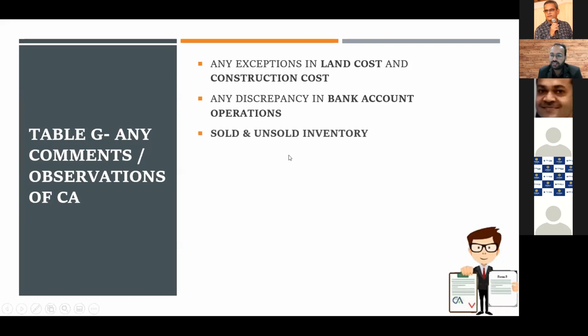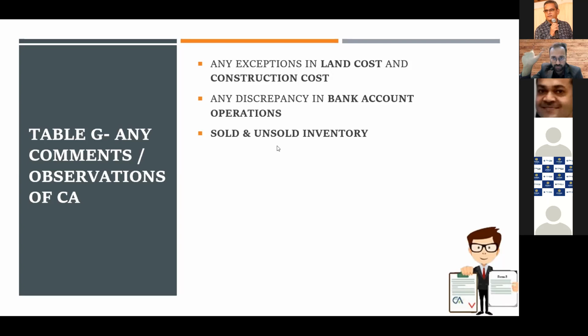Yeah. So any exceptions in land cost and construction cost, you can comment here. Any discrepancy in bank account operations, whatever it is, you have to mention. Please see to it that you are correct. You are verifying whatever details are maintained. He has to identify the RERA bank account.